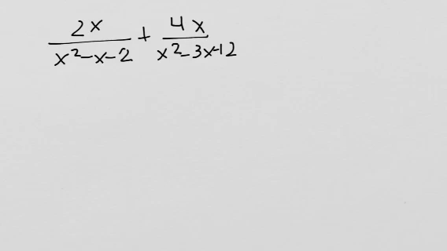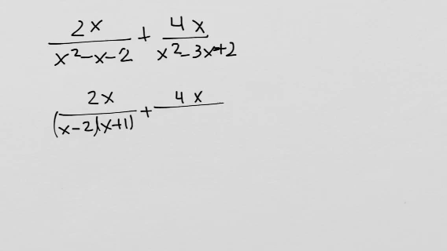This problem is asking me to simplify and state any variable restrictions. Whenever I see a problem like this, I factor first, always. That gives me 2x over (x - 2)(x + 1) plus 4x over (x - 2)(x - 1).